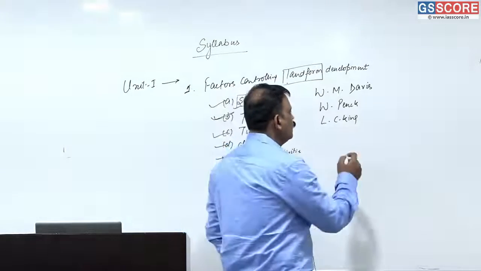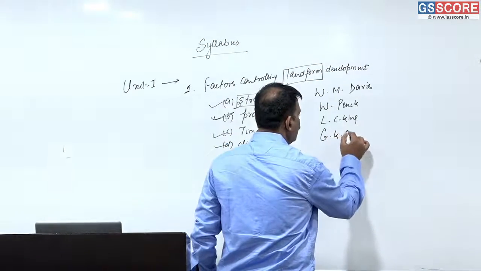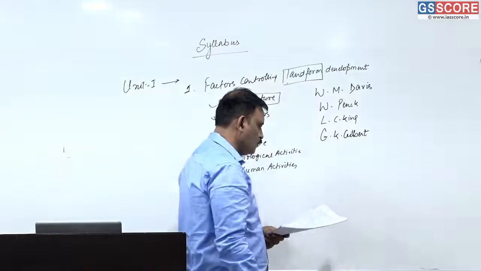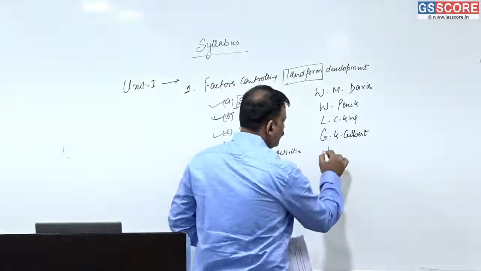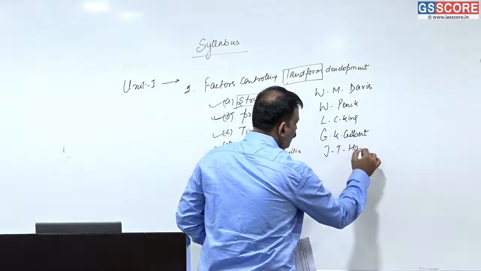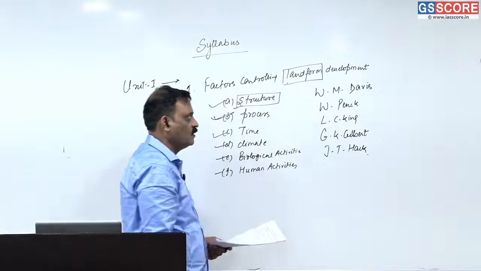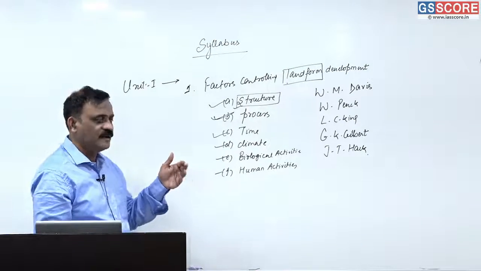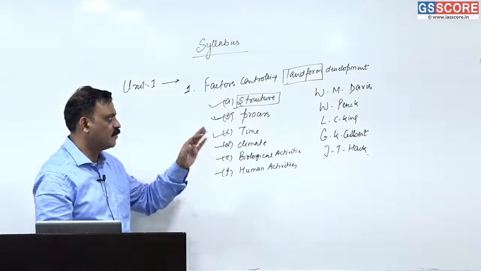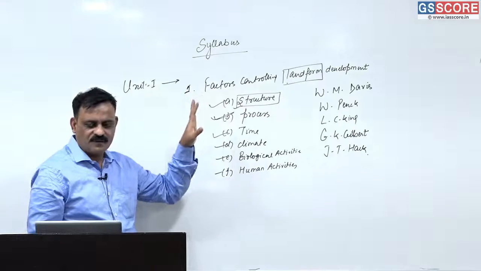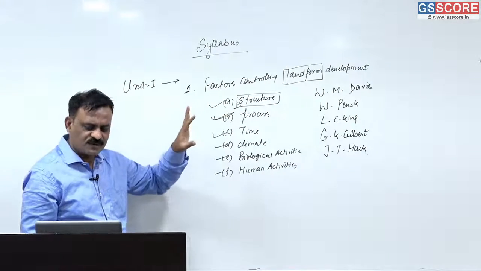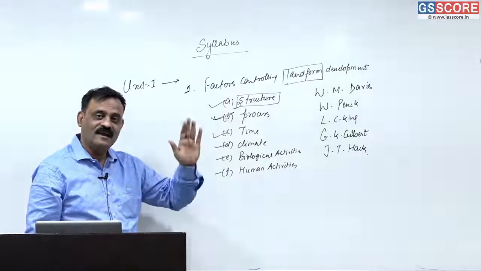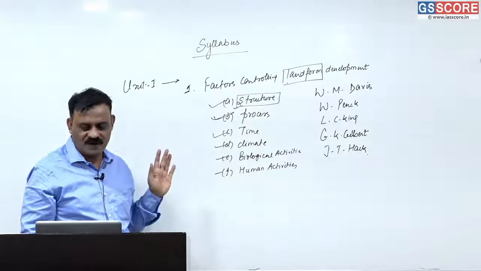So in that you can include the GK Gilbert theory, and you can also take JT Hack. Okay, so that is also a part of landforms development. And you can also have Peltier, which you can take in the context of the factors controlling landforms development. Okay, so these are some of the theories that you are expected to study, but don't start reading the theories in the very beginning of your geomorphology.